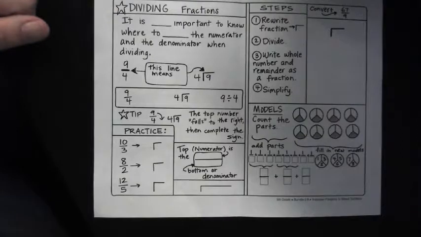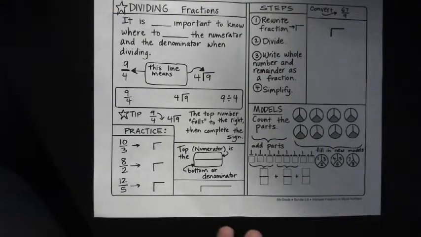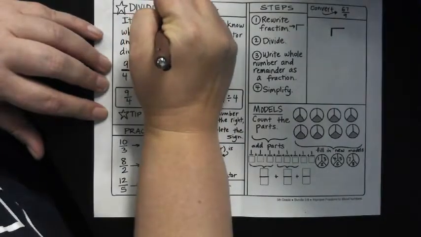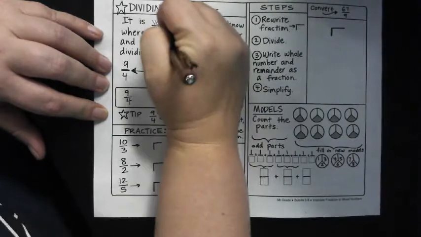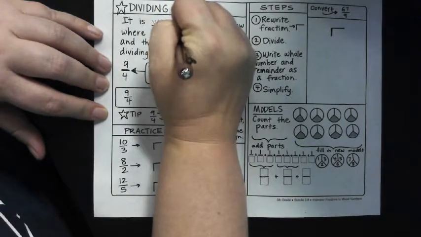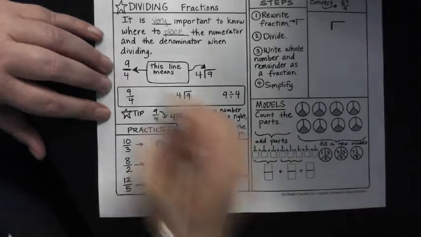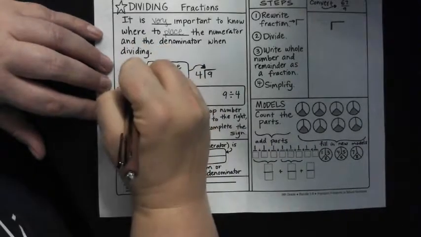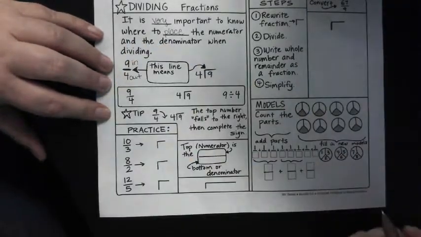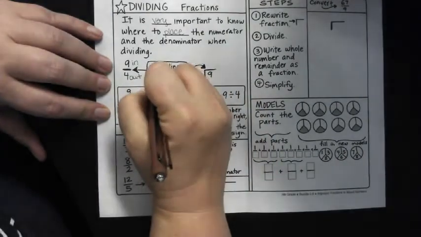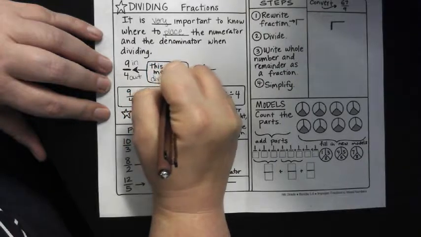So when you are going from an improper fraction to a mixed number, all you do is to divide. It is very important to know where to place the numerator and the denominator when we are dividing. That's why we put the in and the out every time, because that line means to divide by.